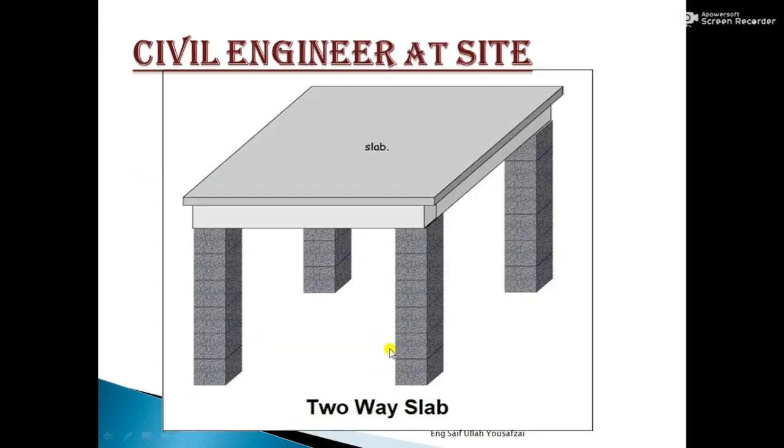So now we will go toward the picture of a two-way slab. Guys, this is the clear picture of a two-way slab. Here you can see clearly four supports: support number 1, support number 2, support number 3, and support number 4. So a two-way slab is supported on all four sides, and this is a reinforced concrete slab.